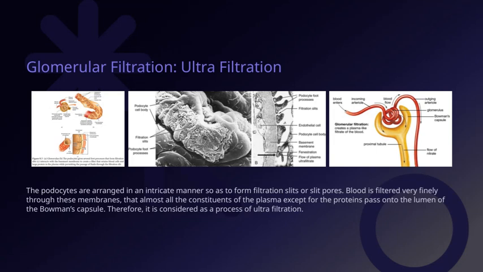Let's take a closer look at how the podocytes are arranged. They form this intricate network that creates tiny filtration slits or slit pores. These structures are essential because they allow blood to be filtered very finely through the membranes. As a result, almost all the components of plasma, except for proteins, pass through these slits and enter the lumen of Bowman's capsule. This selective filtering process is what we call ultrafiltration.